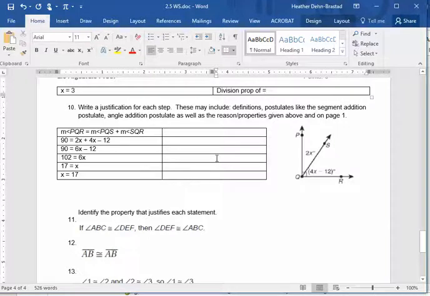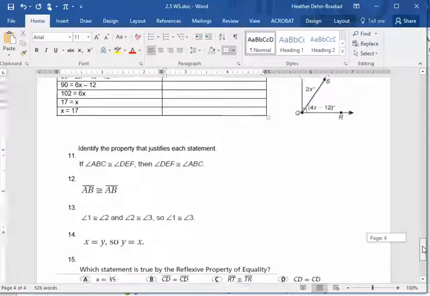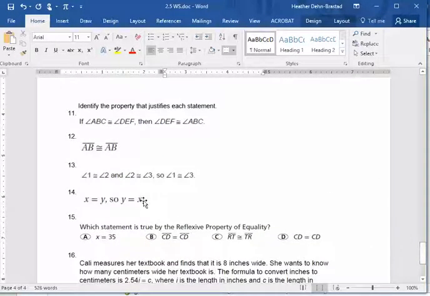Number 10 is very similar to this, except this time we start with the whole angle is angle PQR, and that is formed by adding the measure of angle PQS plus the measure of angle SQR. So we'll start with not the segment addition postulate, but the angle addition postulate. And then from there you'll fill in your reasons for being able to do very similar to number 9 after that. For 11, 12 through 14, you're just going to write if this is the transitive property, the reflexive property, the symmetric property. It'll be one of those ones.